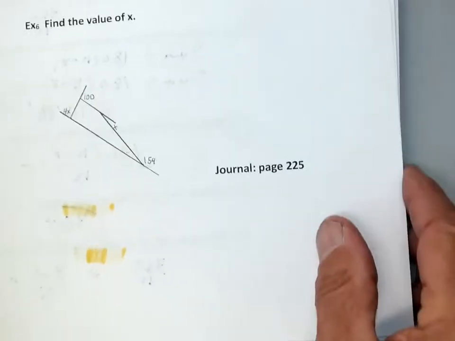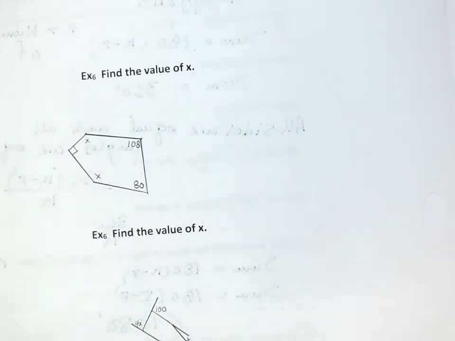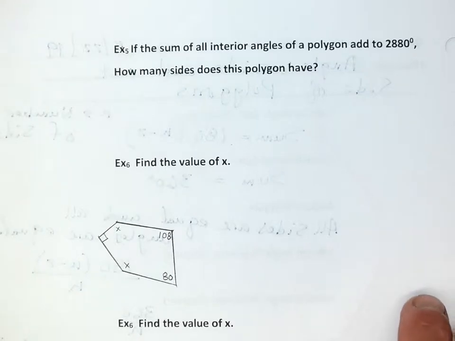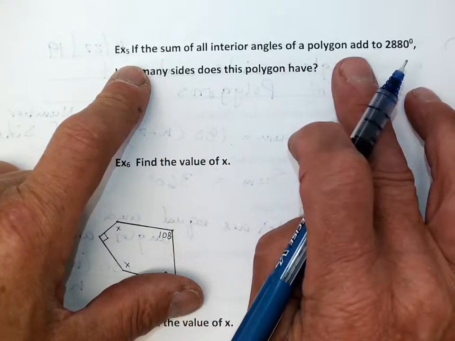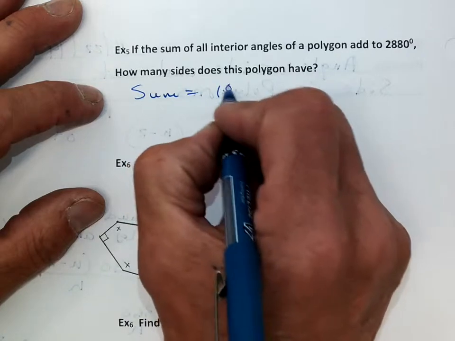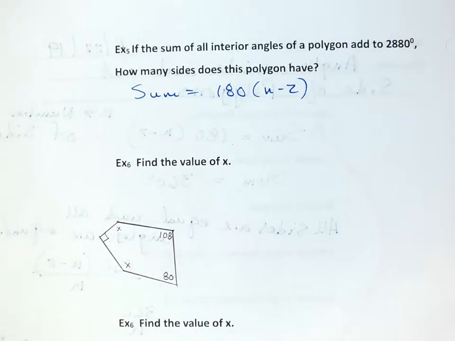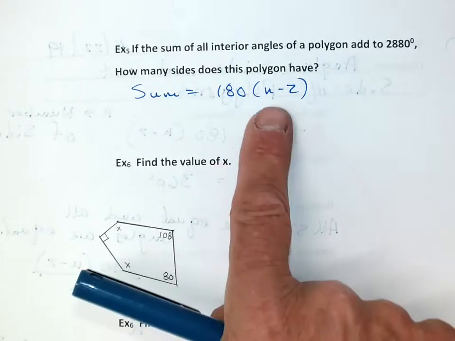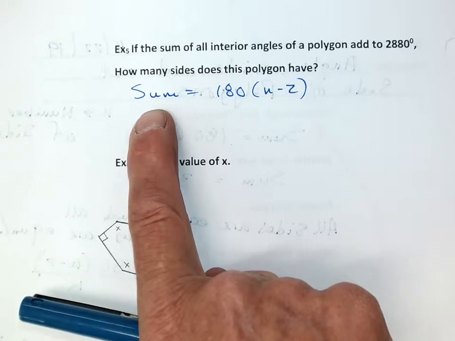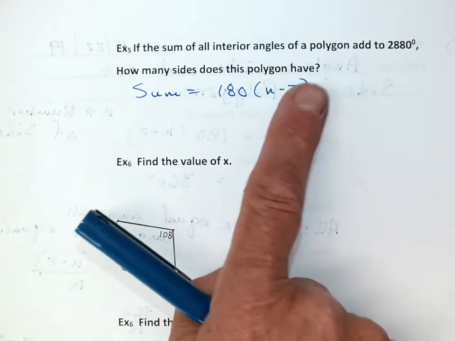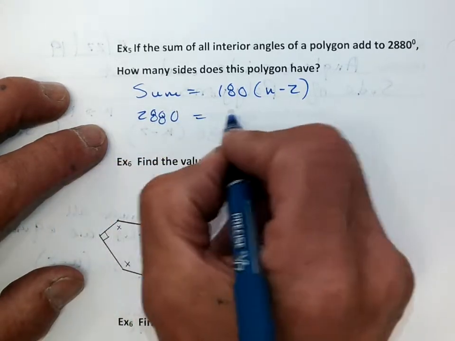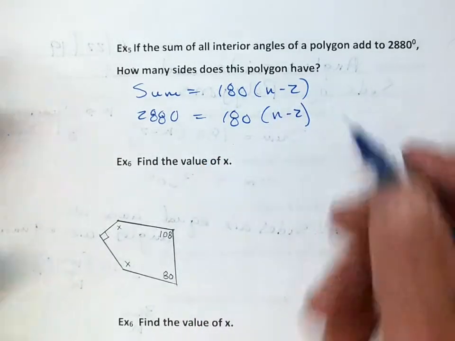Now example 5 is going to take a little bit of algebra, but that doesn't scare me. Example 5 says this: if the sum of all interior angles adds up to this, how many sides? Our formula is the sum equals 180 times n minus 2. Here's the problem: we don't know the number of sides, but we know the answer. So I'm going to put the 2,880 here and find out what polygon gave me that answer. I'm going to do this backwards. The sum, 2,880, equals 180 times n minus 2. And what I need to do now is just solve.